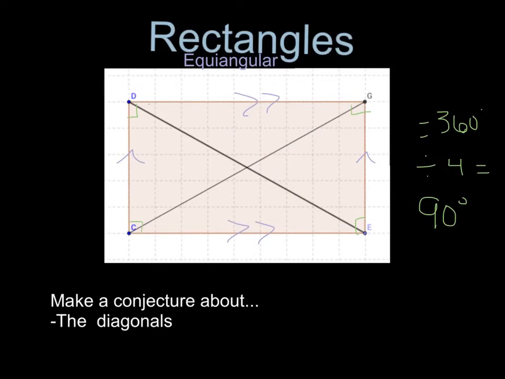And again, there are some other properties to observe, so you can jot down some observations about the diagonals. Something that you think might be true about these two diagonals.